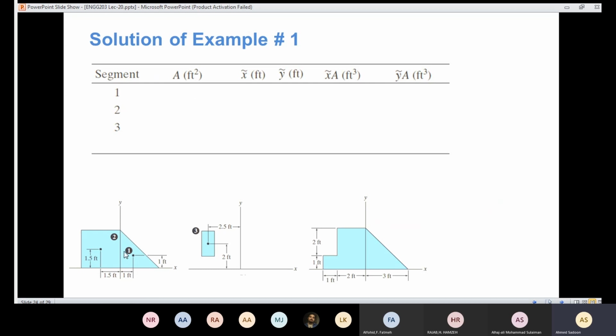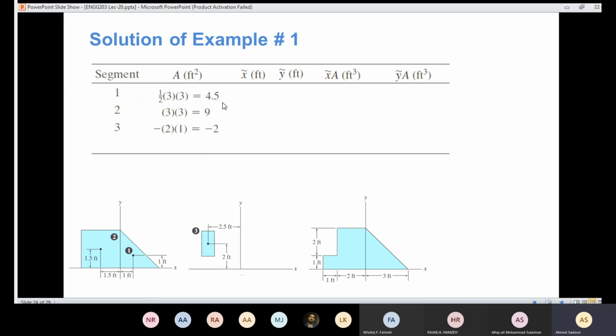For part 1 here, the area is half times the base times the height. So I'm going to have half times 3 times 3, which is the height. Then the area for part 2, the rectangle, is the width times the height, which is 3 times 3. And for this part, I'm going to have 1 times 2. But remember, this part is the hole. That means the area here should be negative. Whenever you have a hole, you need to put it as a negative value.